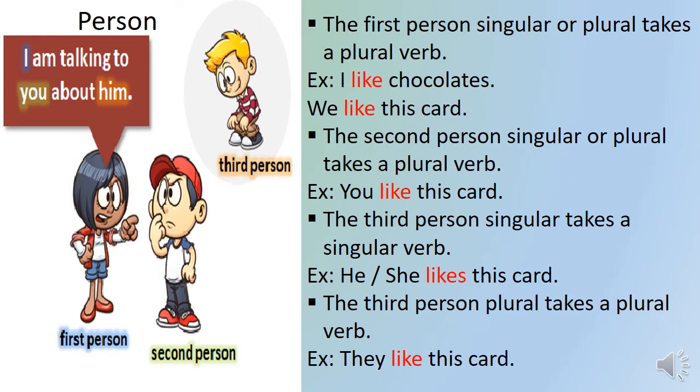Okay, is it clear? So here the first person singular or plural takes a plural verb. That is, I like chocolates, we like this card. So I and we are first person singular or plural. I is singular, we is plural. So both are going to take a plural verb. You can see like is common in both the subjects. That is, if it is singular or plural, the verb which is going to follow will be plural.